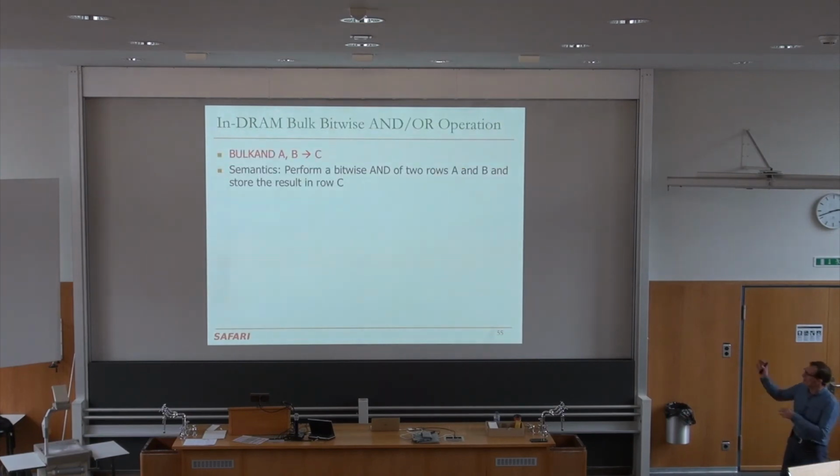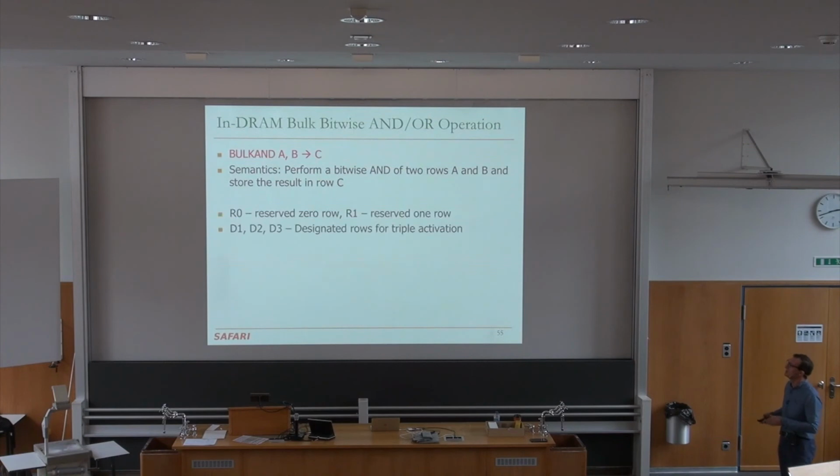Before that, I'll show you an example of how you could potentially incorporate this into the ISA, right? So this is one example. If you want to do bulk AND of rows A and B and write the result into row C, this is the semantics. That's what I just said. Implementation, of course, you need to be very careful. How do you actually ensure this?